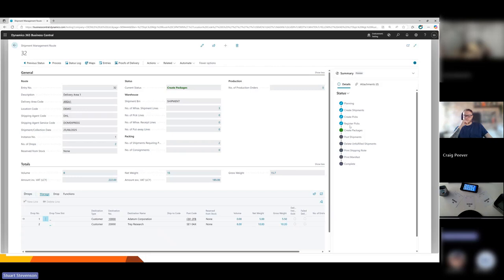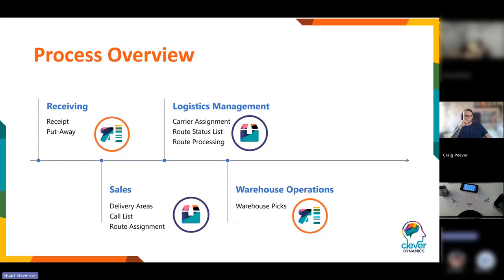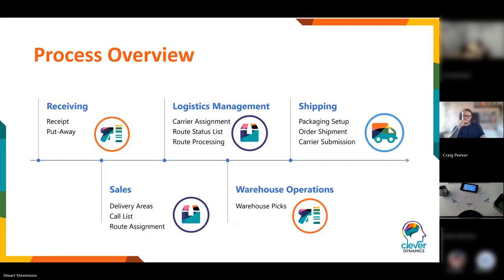Okay, so let me now just jump back to recap what we've done. Essentially, we've got the route to the point of picking the stock. Okay, so we're now ready to move on to the final part of our process. So what we're going to do is have a look at the shipping process. Okay, and we'll look at how we can use Business Central and Clever Dynamics Shipment Management and Shipping Agent Integration products together to set up the required carrier packing information, register the shipment of the orders, and generate the consignments within the carrier's system.